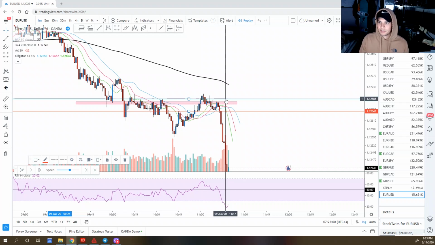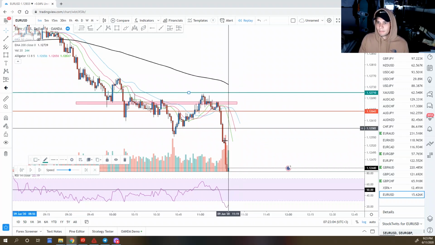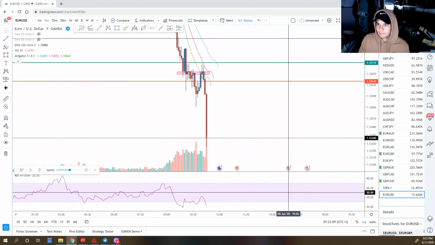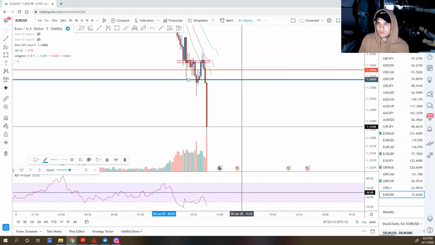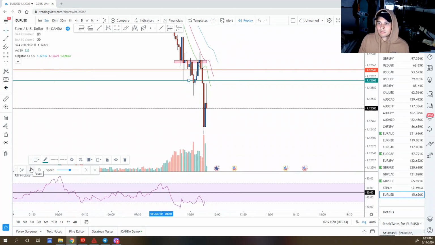Still below the 200 EMA. Put our stop loss above these highs. Now we have these fat red candles. Go to 5 minute. I would trail just behind that fat red candle. See what happens now.